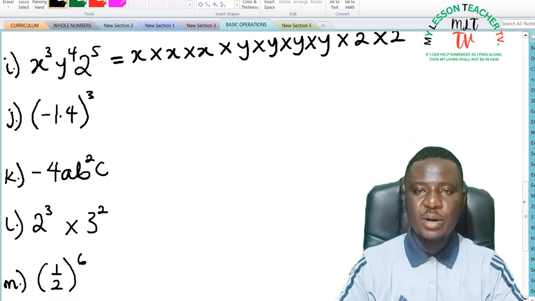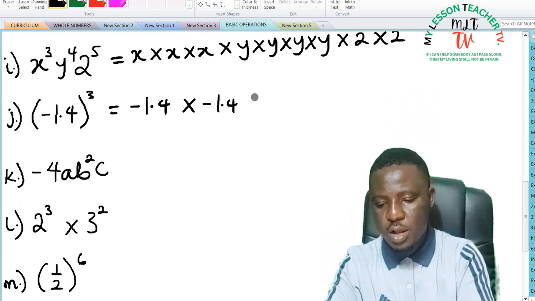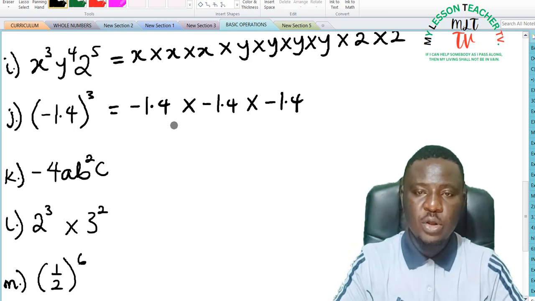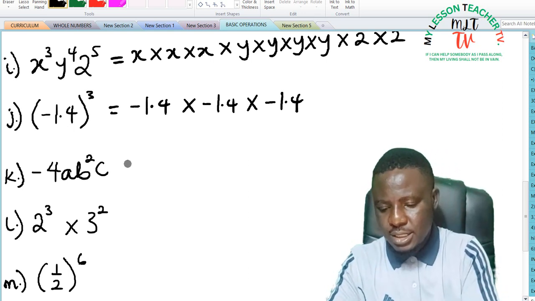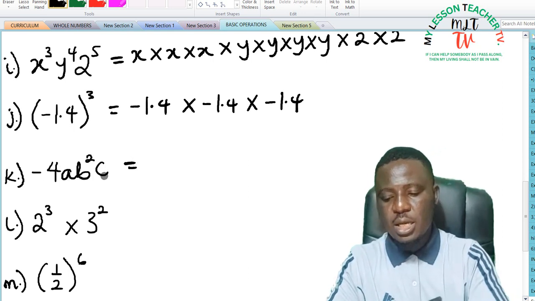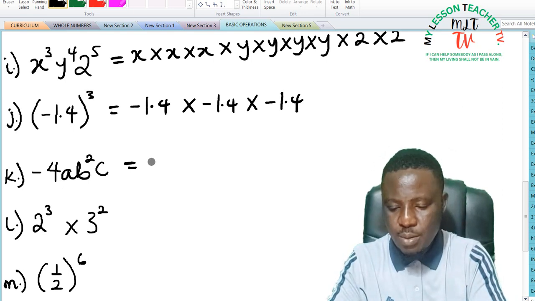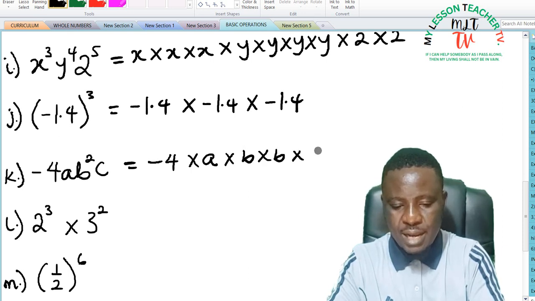J, minus 1.4 cubed. This is equal to minus 1.4 times minus 1.4 times minus 1.4. K, we have minus 4ab squared c. You observe that you only have b multiplying itself 2 times. So the others will be just once. So this is going to be minus 4 times a times b times b times c.